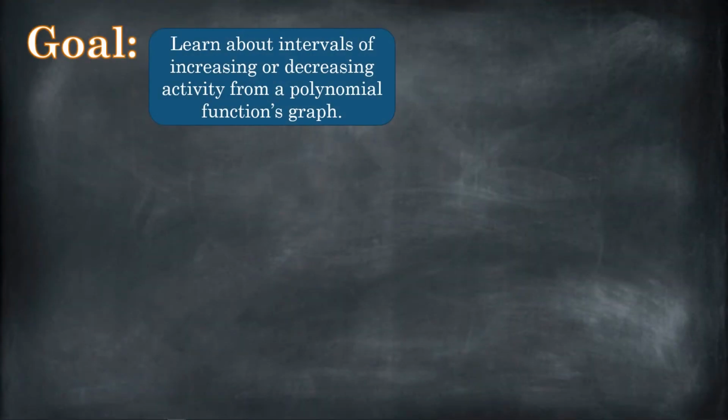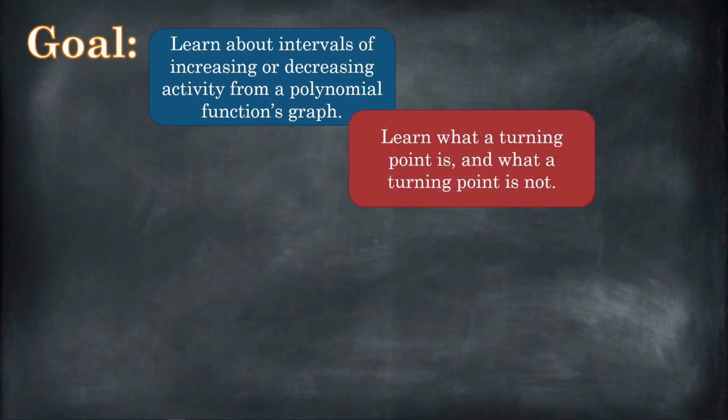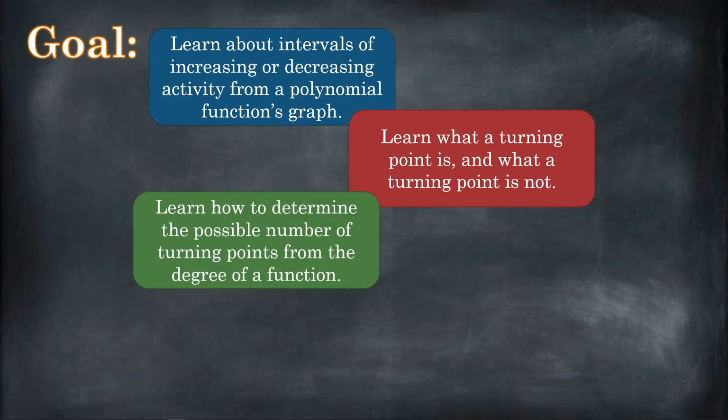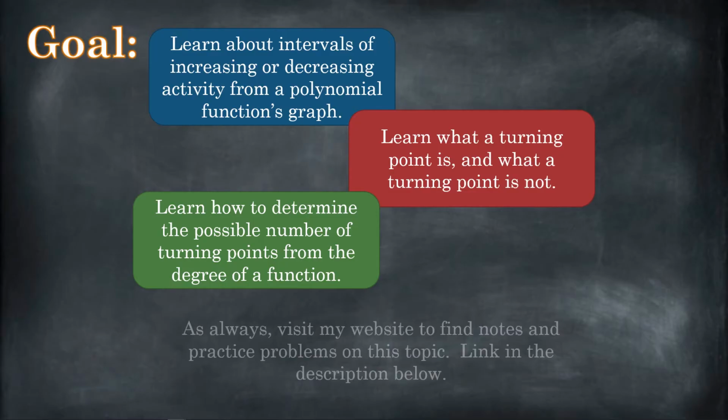So our goals are as follows. We need to learn how to determine if an interval on a polynomial's graph is increasing or decreasing. I'm going to show you what that looks like. We're going to relate it to slope. We're also going to learn what a turning point is and what a turning point is not. And we're going to learn to determine the number of possible turning points of a function by looking at its degree.